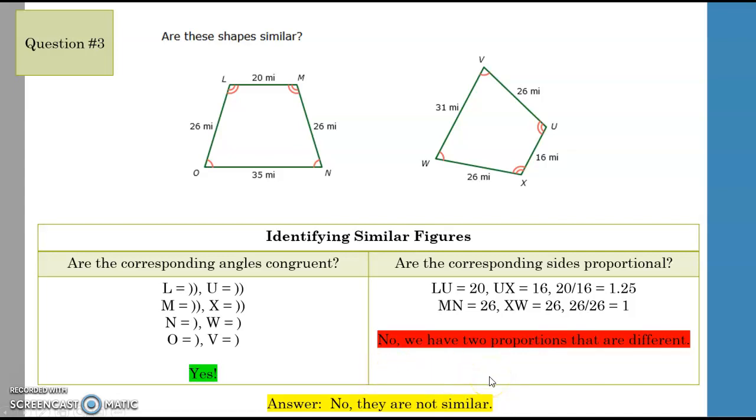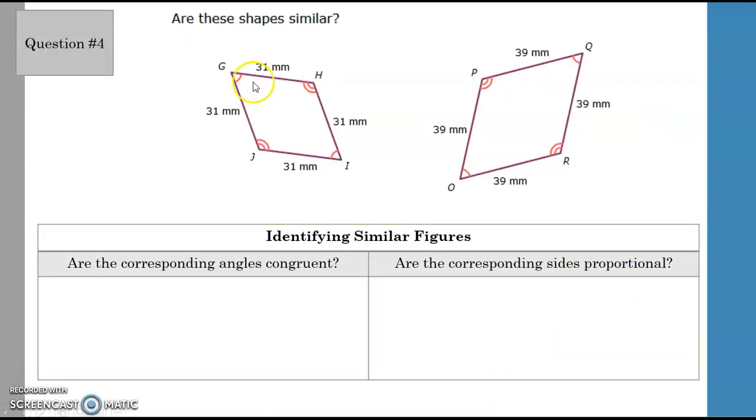We have one more question to go. I'm going to click to the next slide. Question number 4, are these shapes similar? Are the corresponding angles congruent? Again, we don't have angle measures, we have our curved lines. So H and J have the double curves, so do P and R. G and I have the single curved lines, so do O and Q. So think about that. Are the corresponding angles congruent?